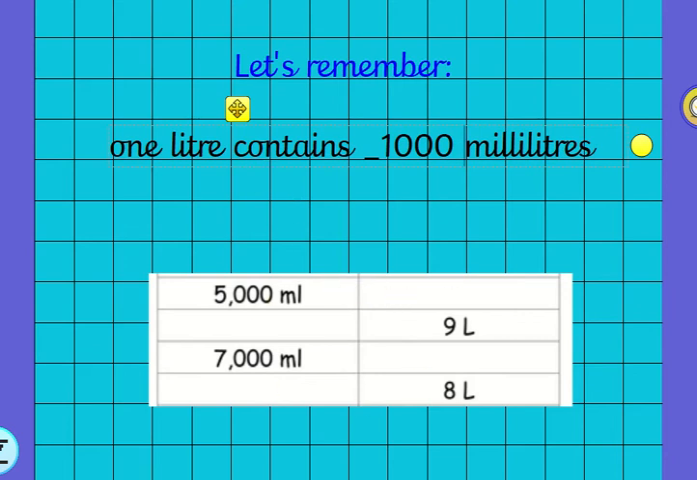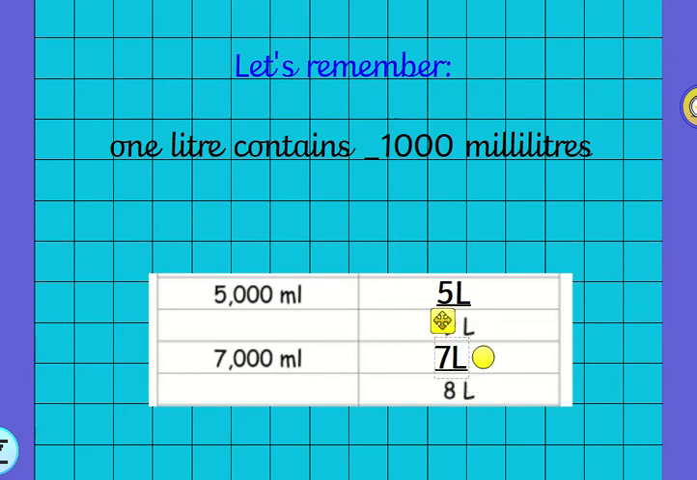So let's have a little look at this. Can we fill that in using that information? So if 1,000 millilitres equals 1 litre, we need to look here. That means that 5,000 millilitres, we need to look to the 1,000 column, don't we? Because we know that that equals 5 litres. And equally, 7,000 millilitres, let's look again to the 1,000 column. We know that it will equal 7 litres.